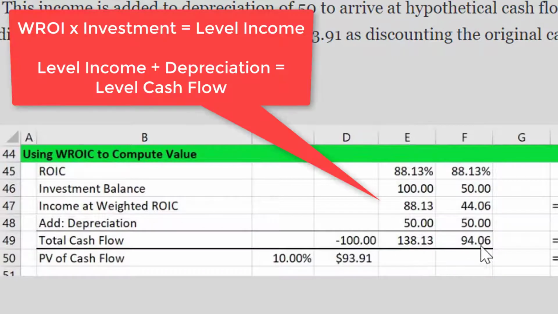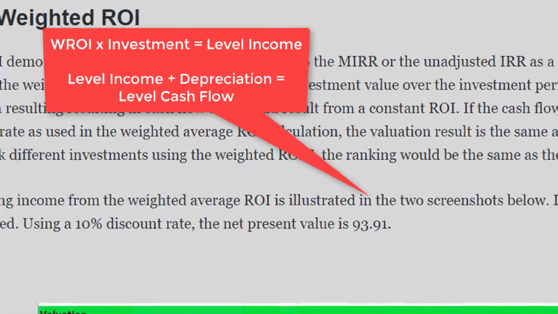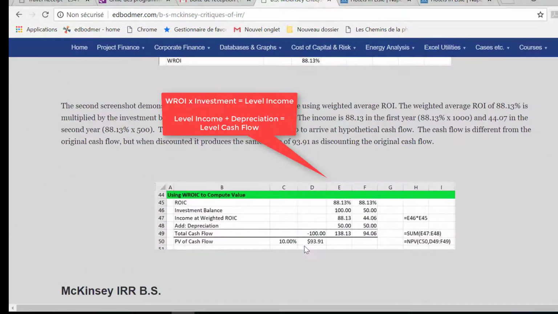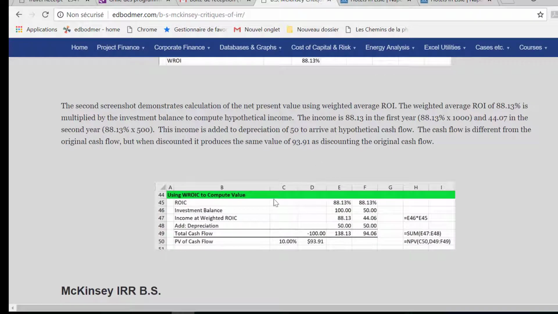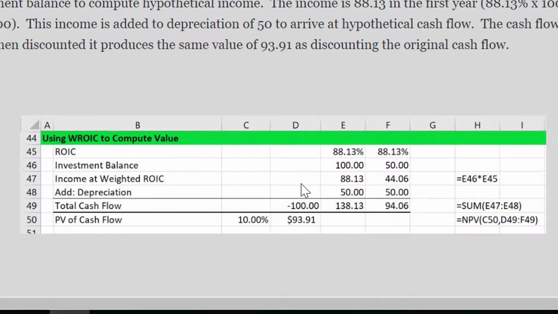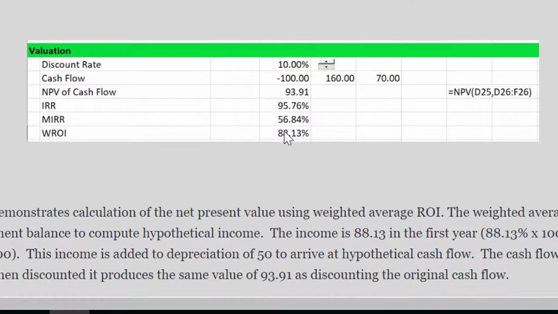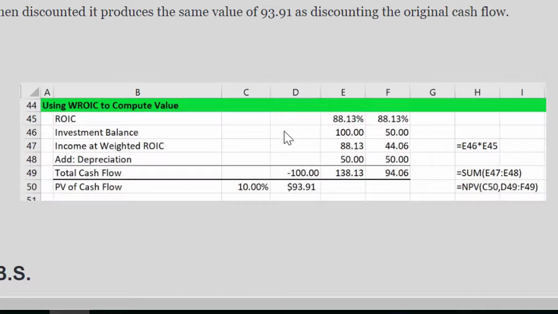Now, this total cash flow is different than this cash flow up here. But when you take the present value of this cash flow at 10%, I put the 10% here, and I took NPV of this number, I get exactly our same 93.91. Let me repeat, because this is an important idea.